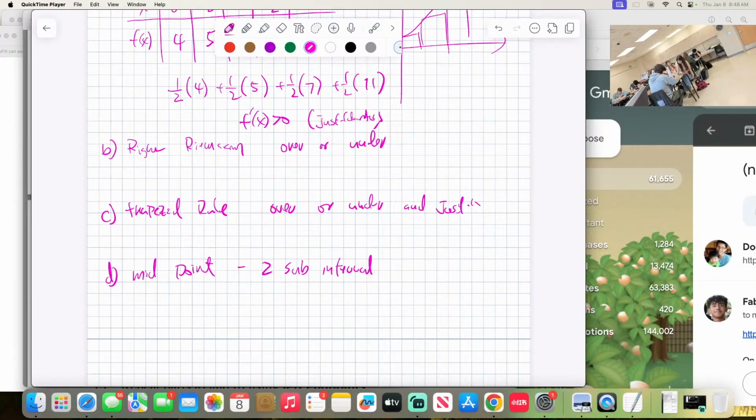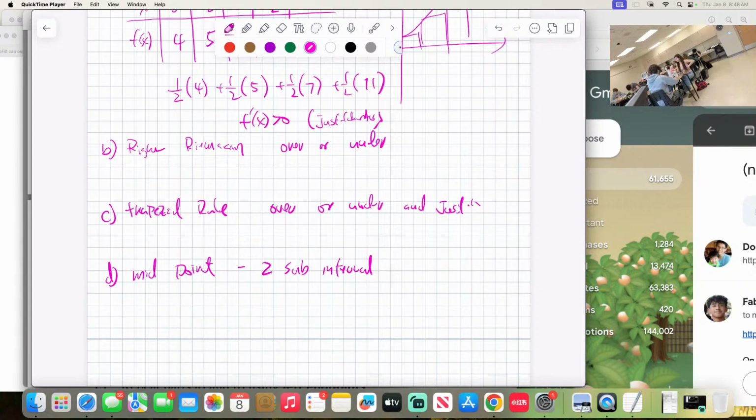Depends how you draw it. So if you use a right Riemann sum and the function's increasing, do you think it's over or under? Yes. Because the way you draw it based on the right end, you base it on the higher value. But trapezoid is a little bit different. Trapezoid depends on something else.